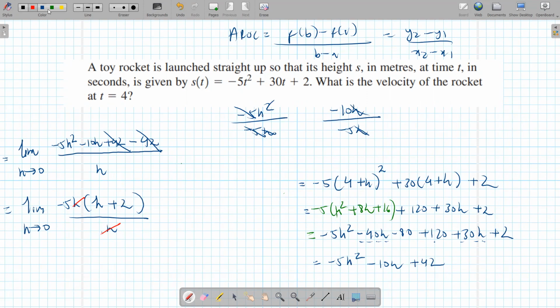So now the h's are canceled. It's going to be the limit as h approaches 0 of negative 5h plus 2. Actually, you don't have to write the limit anymore. Now we just plug in h as 0. So this will be negative 10. And there you go. And that's the answer. Okay. Made sense? A little bit tricky though, right?